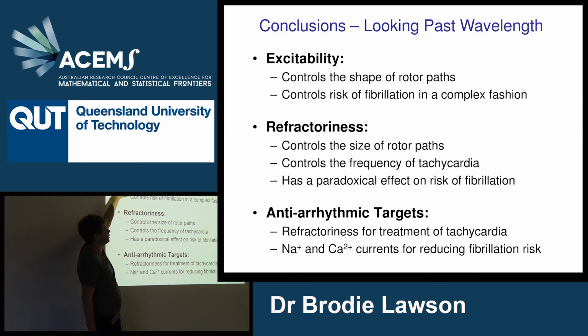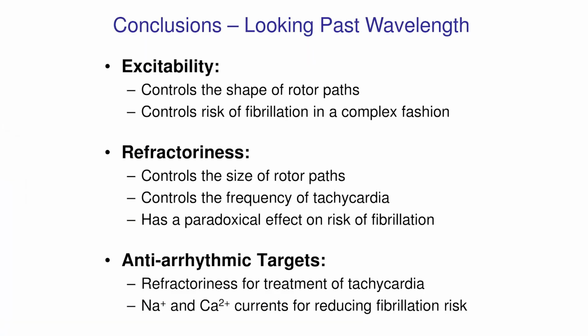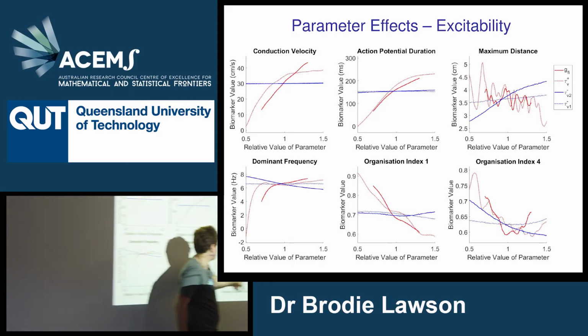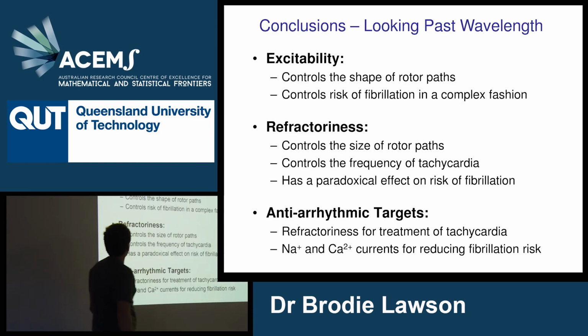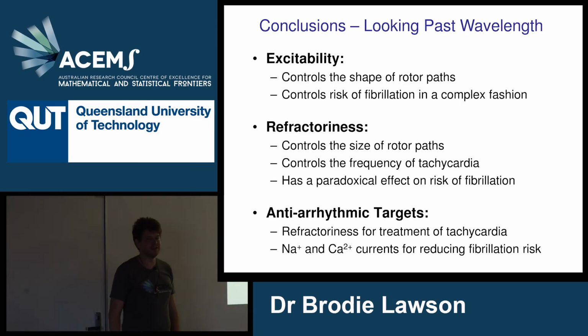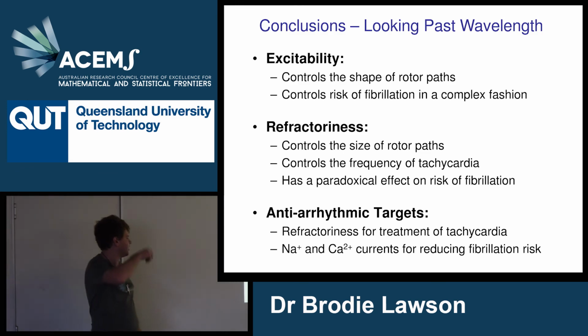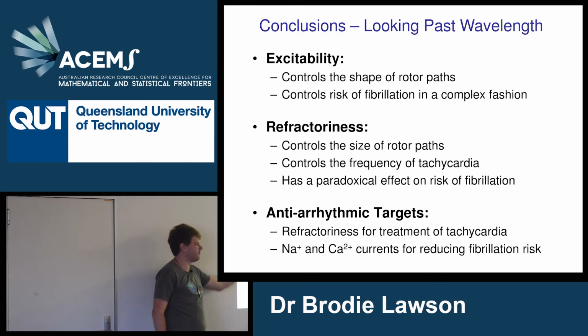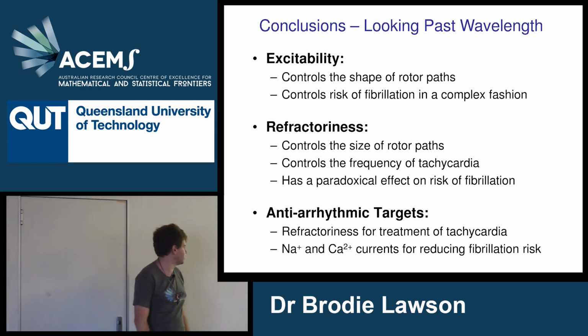So in terms of excitability, which is kind of the velocity, we see that, okay, that controls the shape of rotor paths, and it also controls the risk of fibrillation, but in a sort of complex fashion, because you've got this sort of critical value where you're most at risk. And then in terms of the refractoriness, that controls how bad the tachycardia is, how fast it rotates. But it has a very funny effect in terms of fibrillation, as we just talked about.